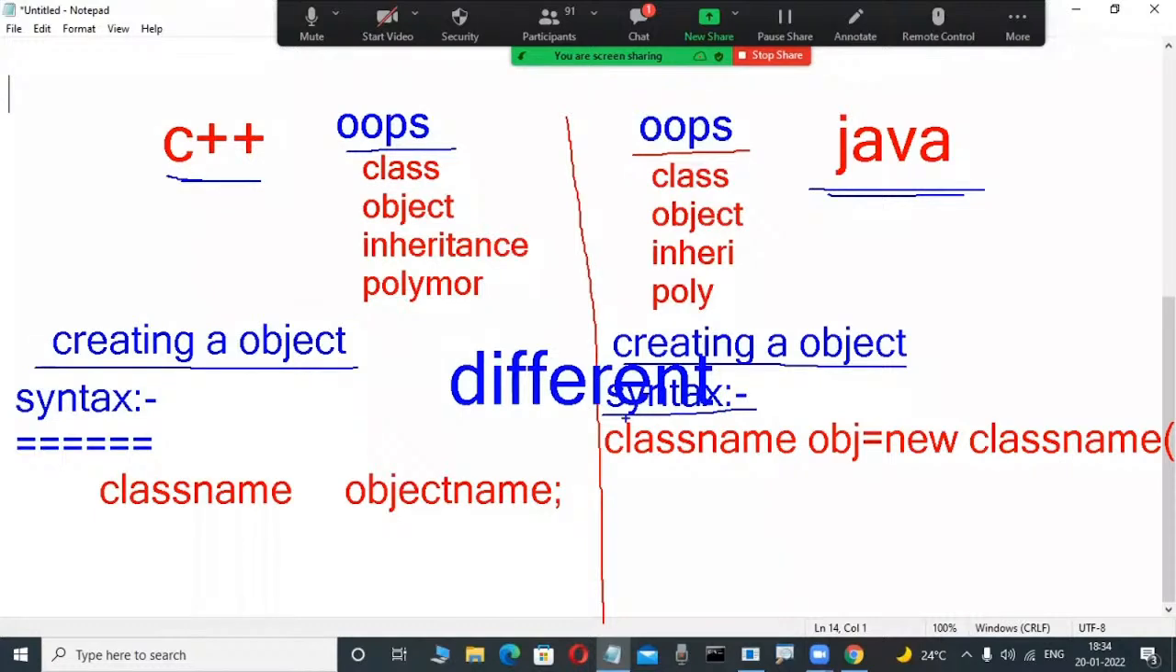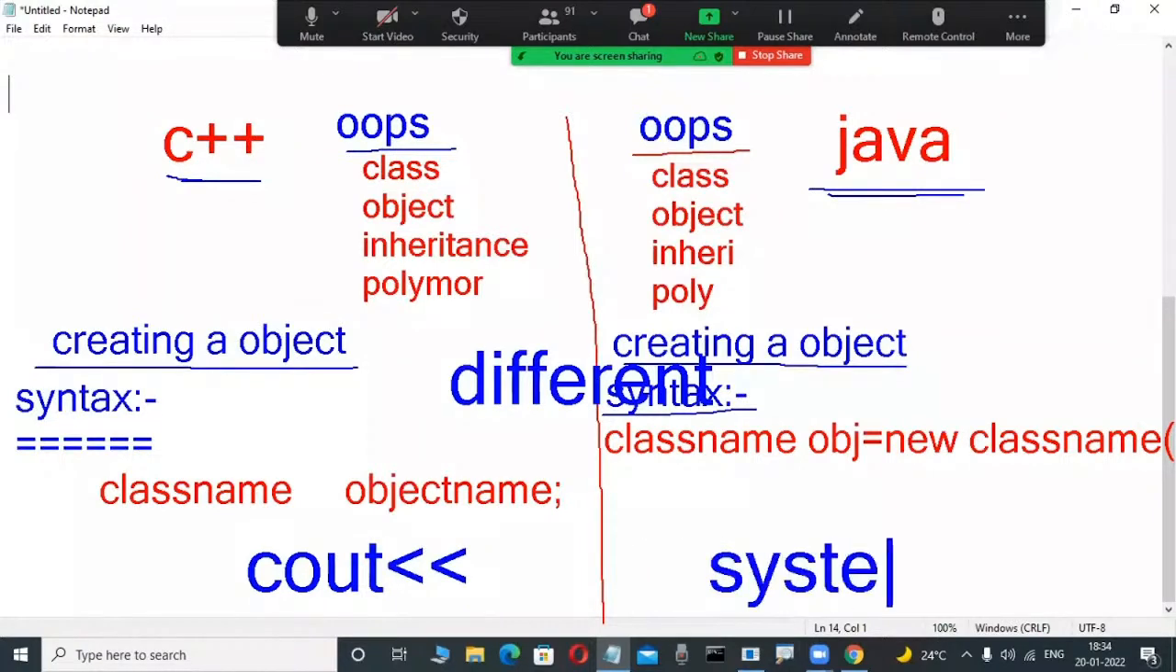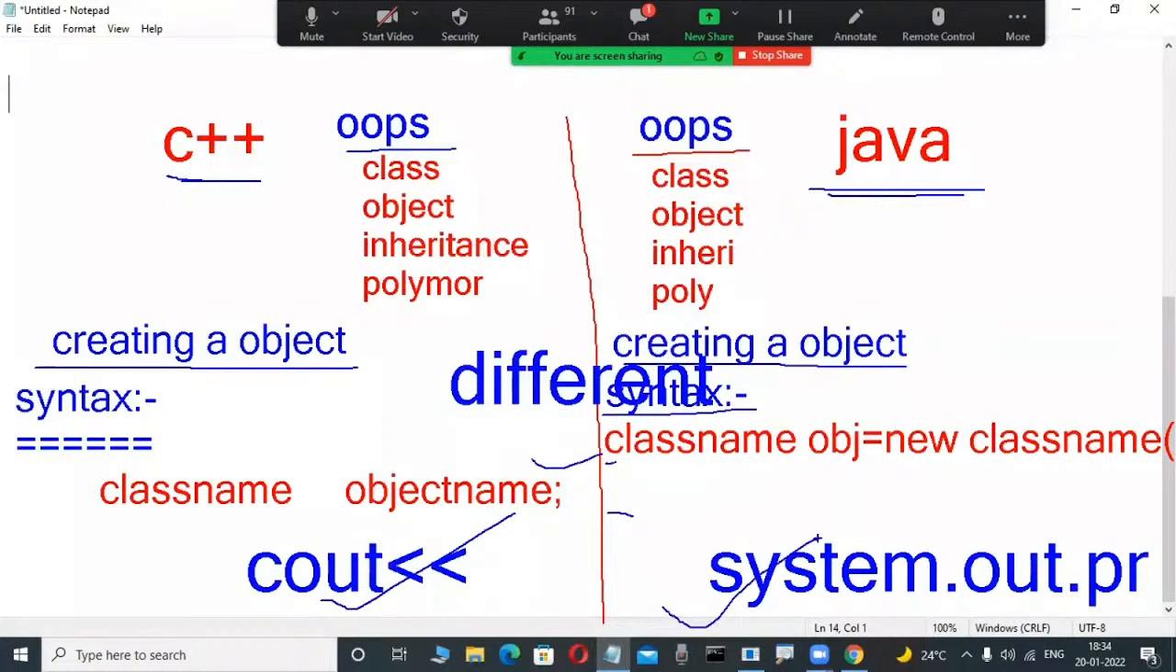And functions are also totally different. Suppose in C++ I want to display output, cout is a function, streaming output only. And in Java, what is the function? System.out.println is there. That's why syntactically different. Functions are also totally different in these two object-oriented languages.